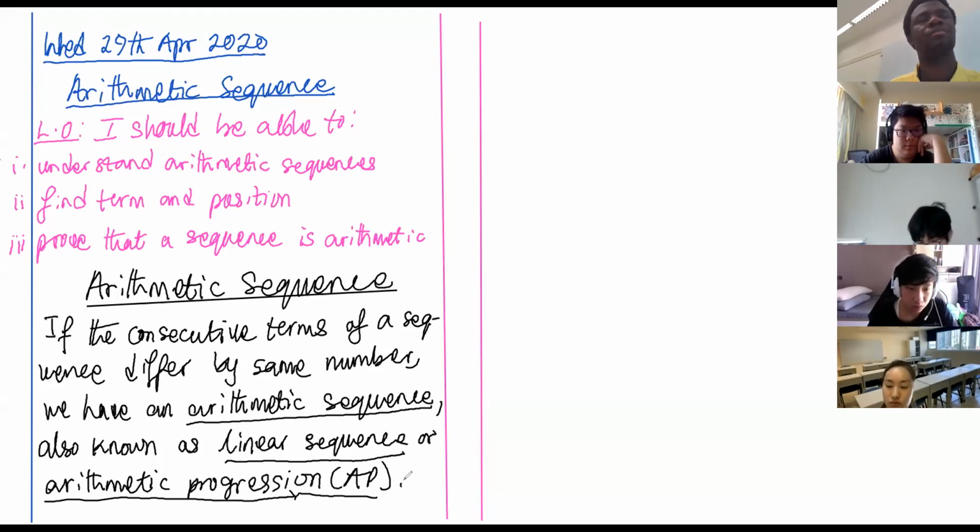That number that it differs by is called the common difference.